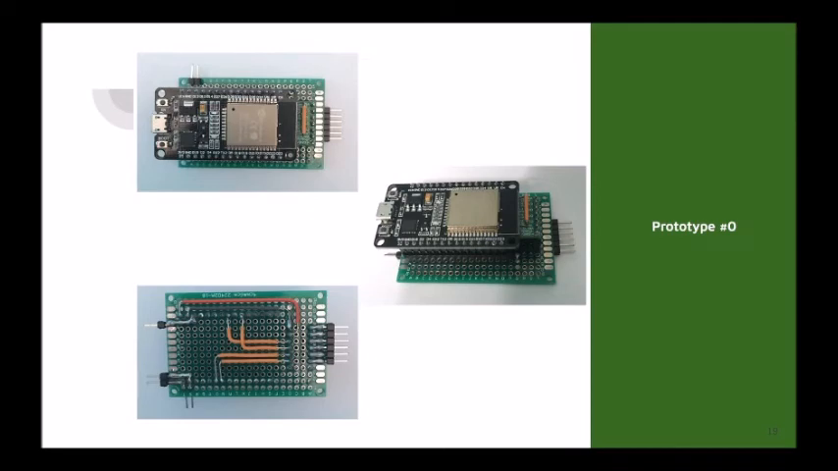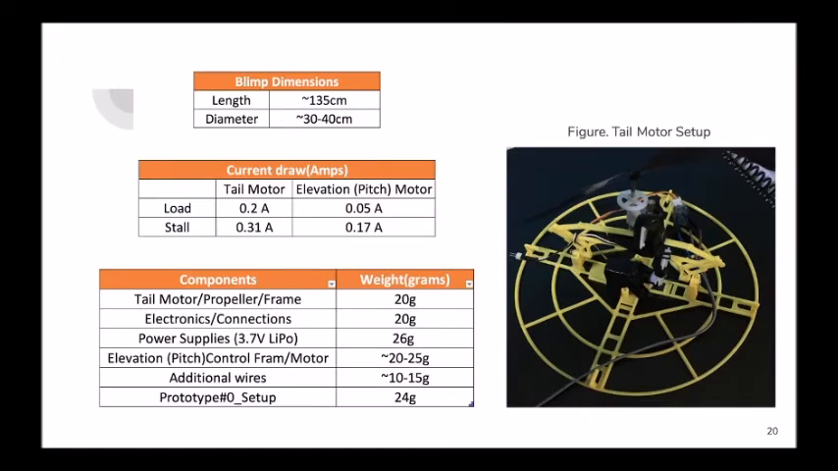Here we have some pictures of the board with the ESP32 and motor driver mounted onto it. We have a top view, a side view, and a bottom view. We are still working with the Air Swimmer's Shark Blimp, and we were able to measure the load and stall current draw of our motors.